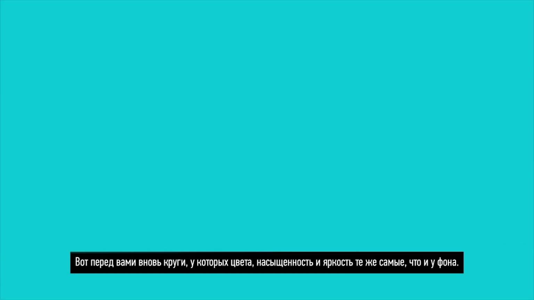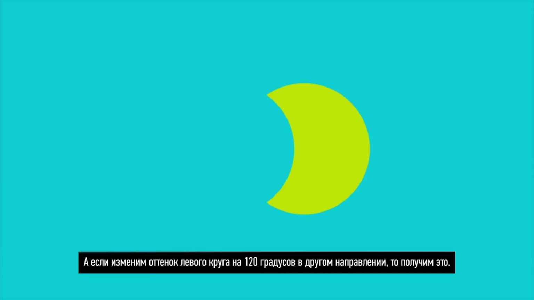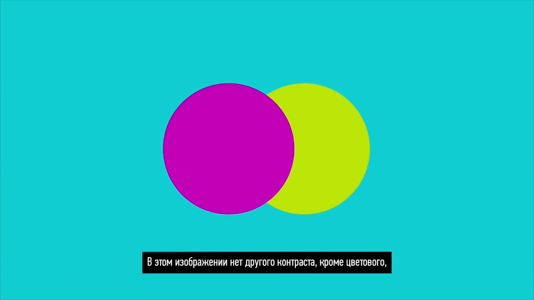And here's the circles again, when their hue, saturation, and value are exactly the same as the background. If we shift just the hue of the right circle by 120 degrees, we can suddenly distinguish it by color contrast. Shift the hue of the left circle by 120 in the other direction, and there it is. There is no other contrast in this image, just color. Not even the saturation of the color, just the hue.